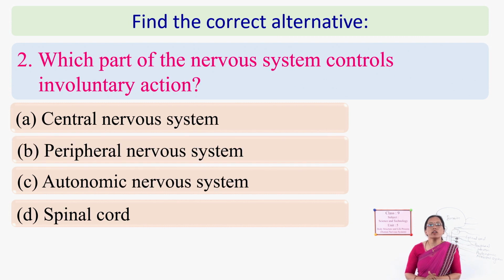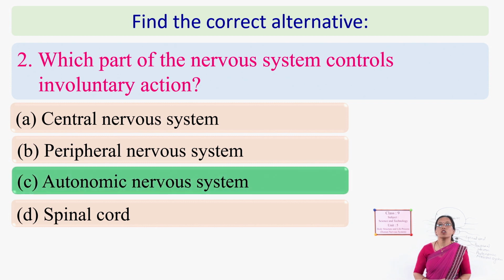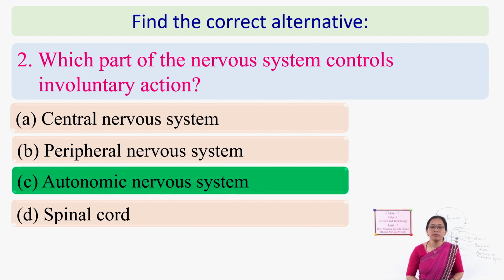Which part of the nervous system controls involuntary action? Central nervous system, peripheral nervous system, autonomic nervous system or spinal cord? Which one? Yes, very good. This is the autonomic nervous system.